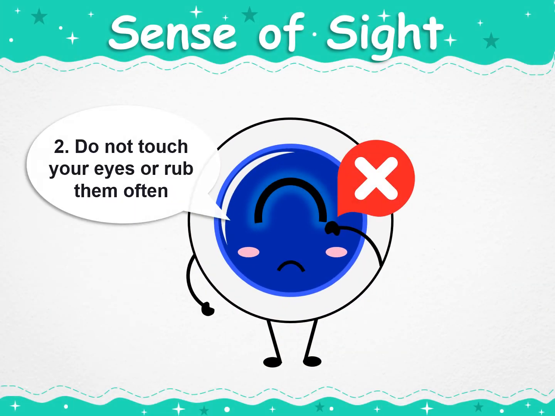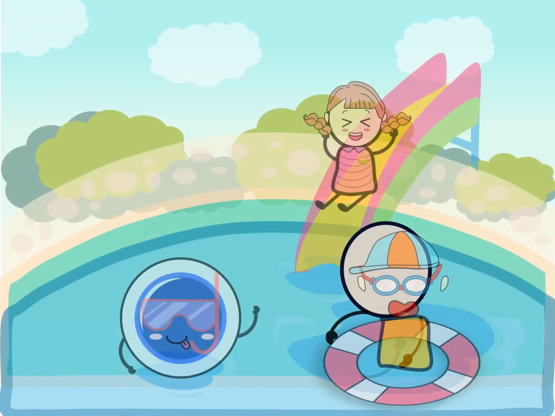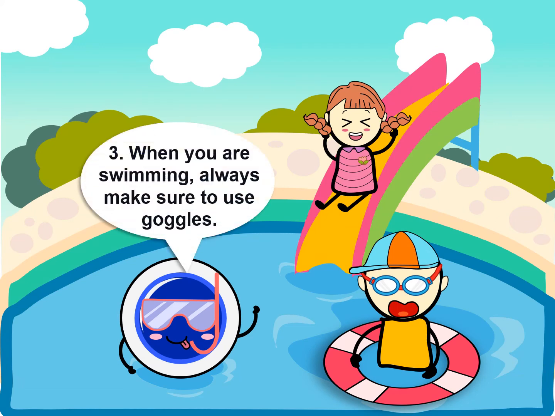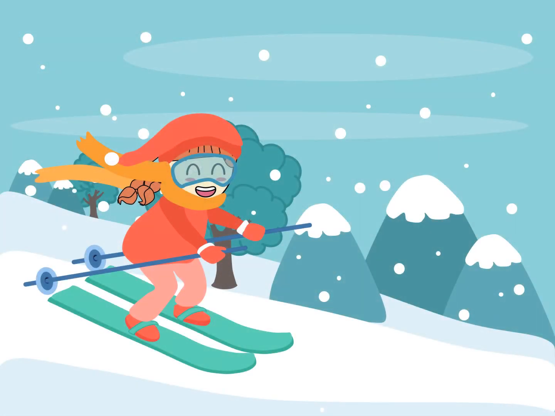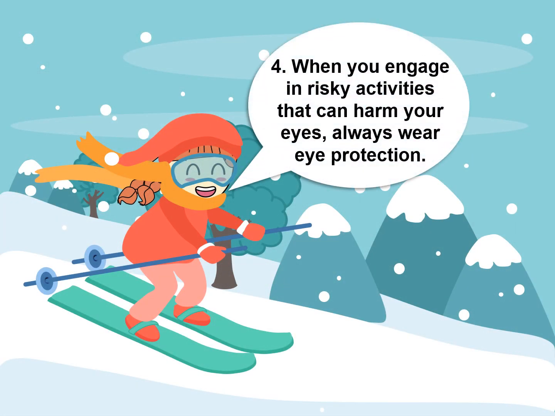2. Do not touch your eyes or rub them often. This can introduce infections to your eyes. 3. When you are swimming, always make sure to use goggles. 4. When you engage in risky activities that can harm your eyes, always wear eye protection.